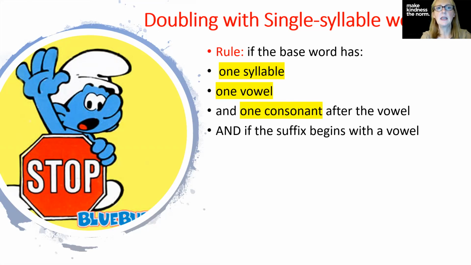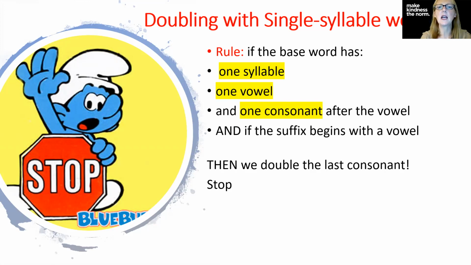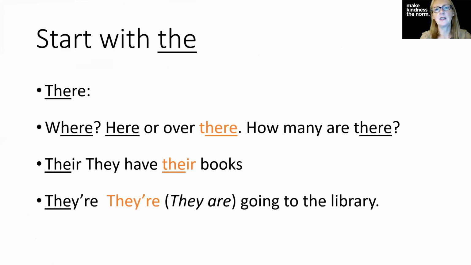If the suffix begins with a vowel, so it can begin with E as in est, and ed, or I as in ing, or Y as in long E, then we do double that consonant. So we have stop becomes stopped, double P and then add the ED, or stopping, double the P and add ING. So we're going to go over this as well.